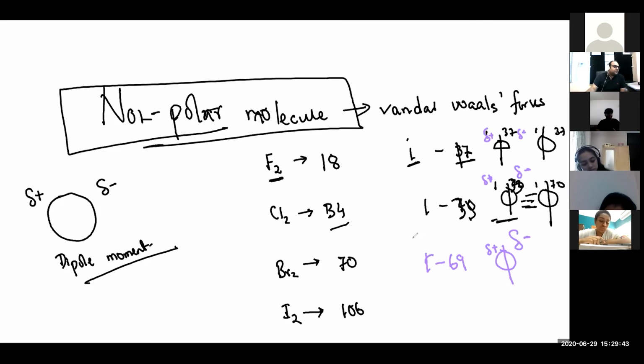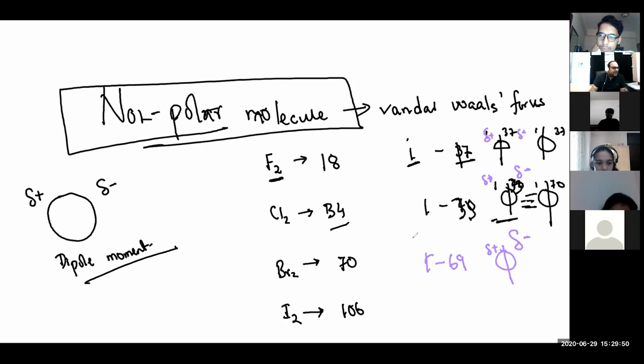So down the group, do melting and boiling point increase or decrease? For group 7 they increase. Why? Because Van der Waals forces increase. Why do Van der Waals forces increase? Because the number of electrons increases, so electron density increases.